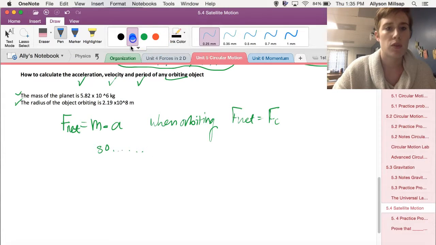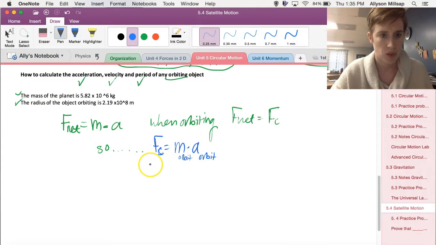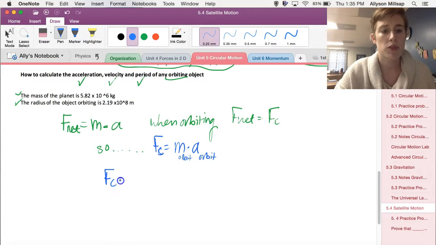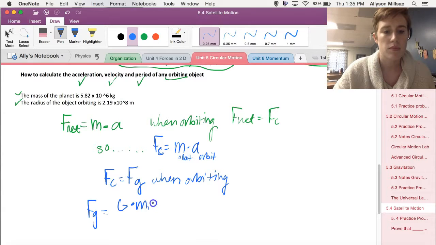So we have this formula. F of c is mass times acceleration. Now this is of the orbiting object, okay? So the mass of the orbiting object and the acceleration of the orbiting object is the centripetal force, okay? We also know from our previous thing that your centripetal force is going to be the same as the gravitational force pulling an object when you're orbiting. So we know that our gravitational force formula is this, and our centripetal force formula is this.